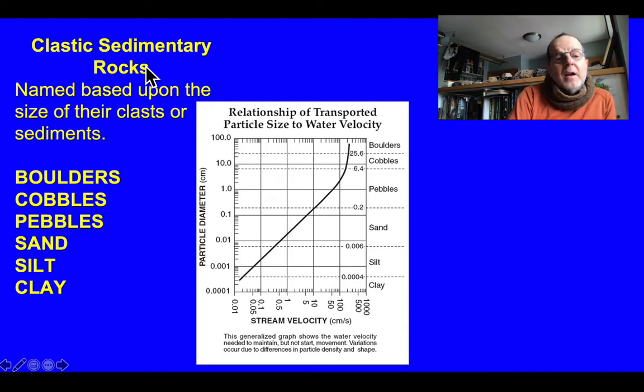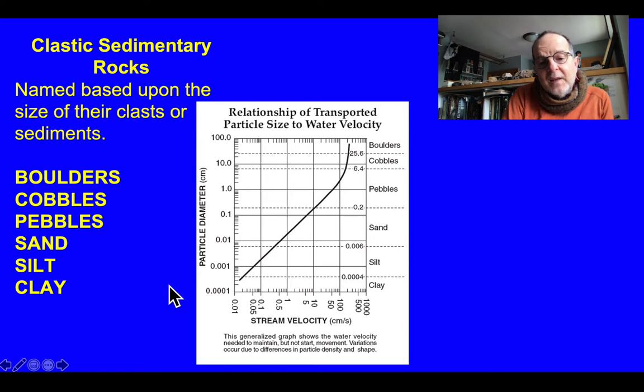Clastic sedimentary rock is dependent upon the size of the sediments in order to be named. So if we have a rock made up of only clay, it has a particular name, shale. Only silt, siltstone. Only sand, sandstone. Only pebbles, cobbles, boulders in sand, silt, or clay, a conglomerate.